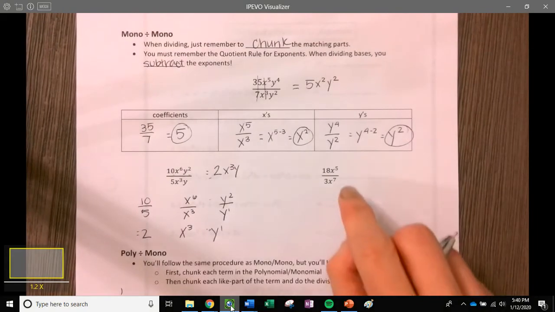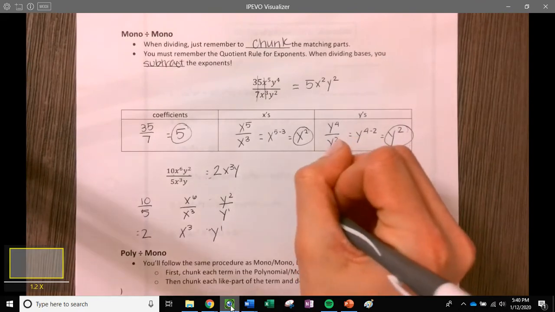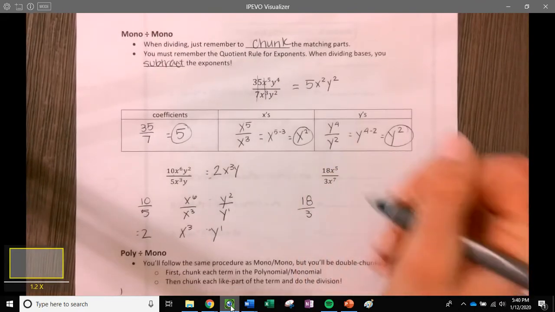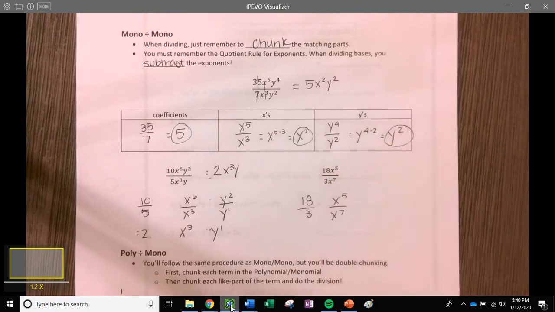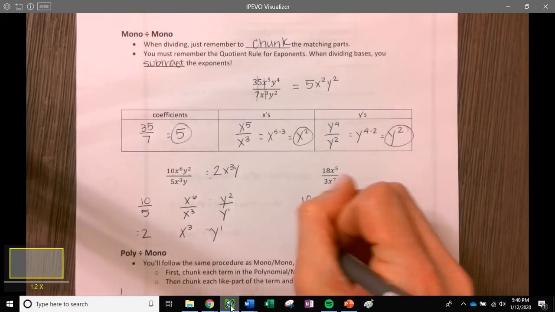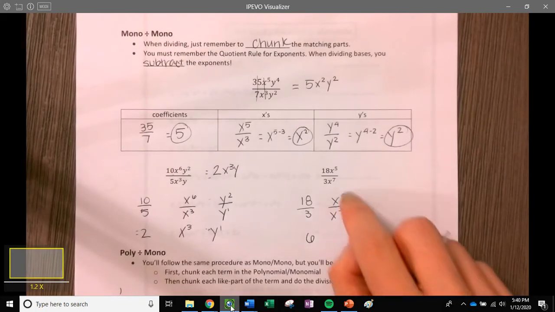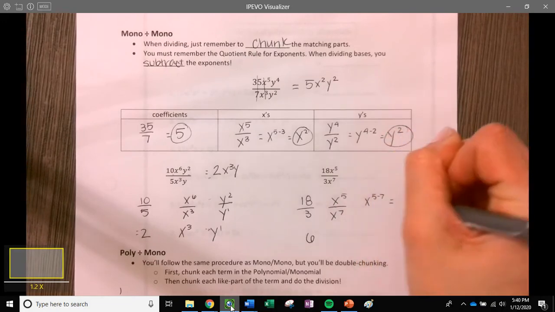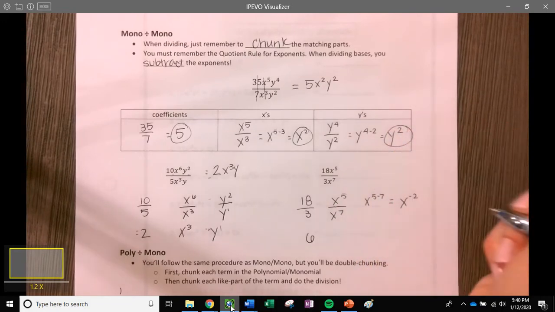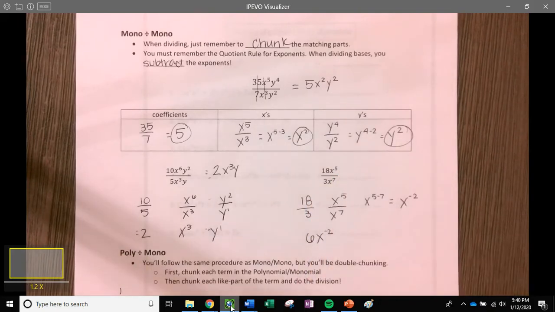All right, how about this guy? 18x to the 5th divided by 3x to the 7th. 18 divided by 3, and x to the 5th divided by x to the 7th. All right, 18 divided by 3 is 6, right? 6 times 3 is 18. X to the 5th divided by x to the 7th. Okay, you guys, what is happening? 5 minus 7 gives me x to the negative 2.